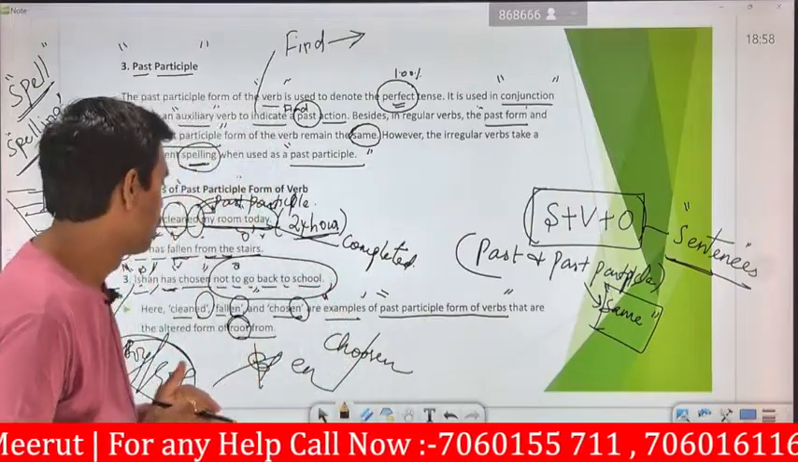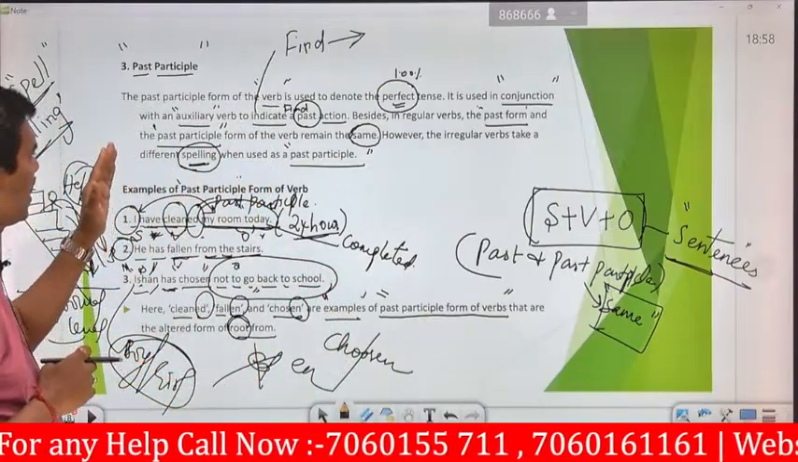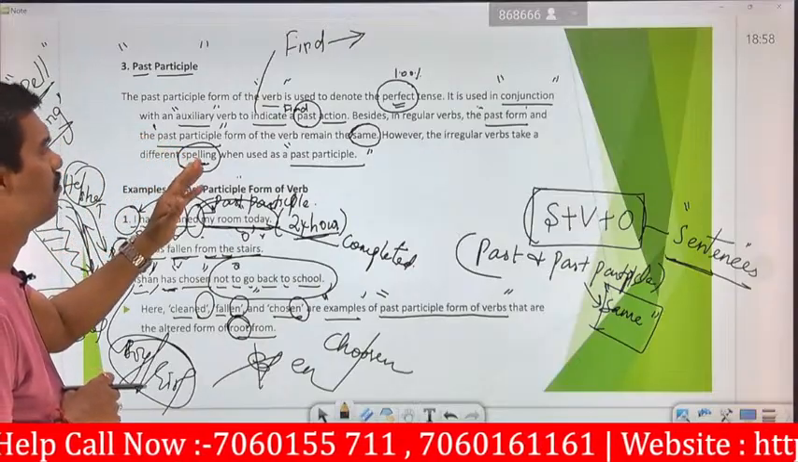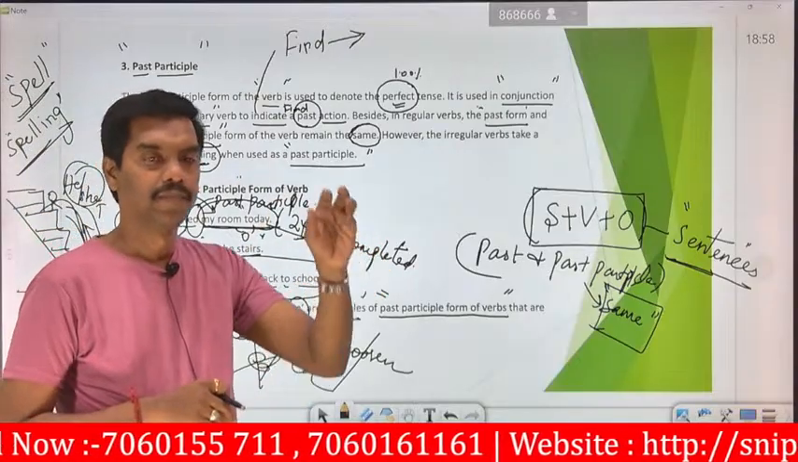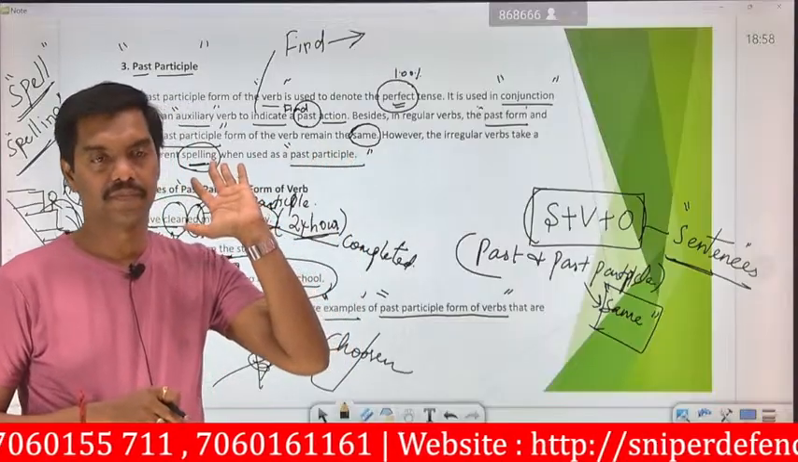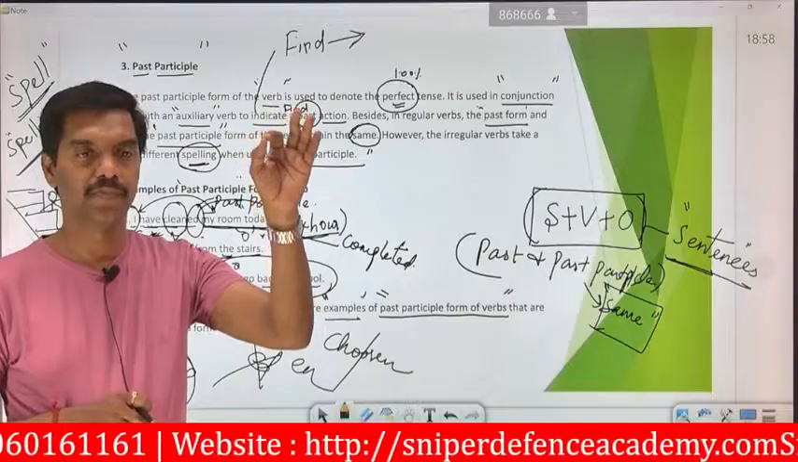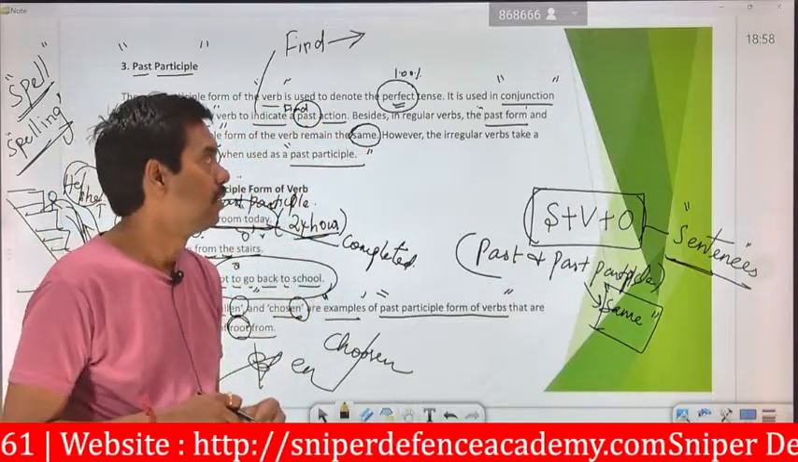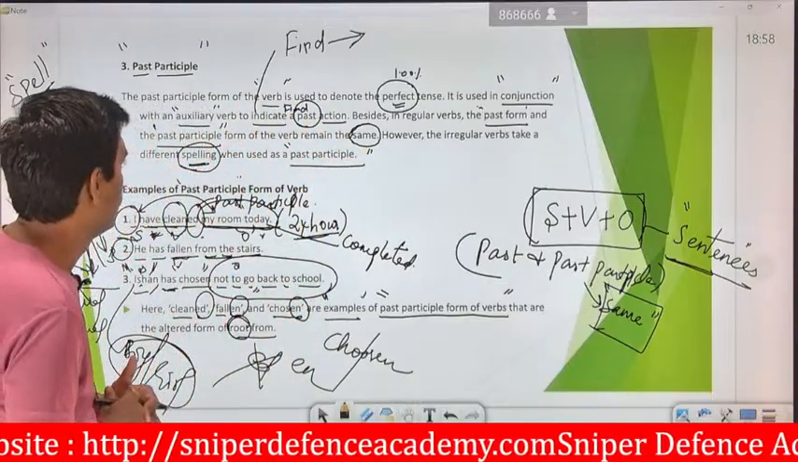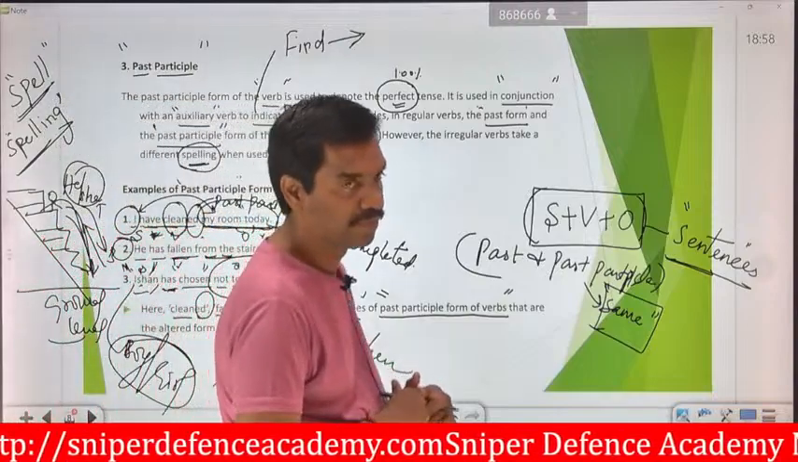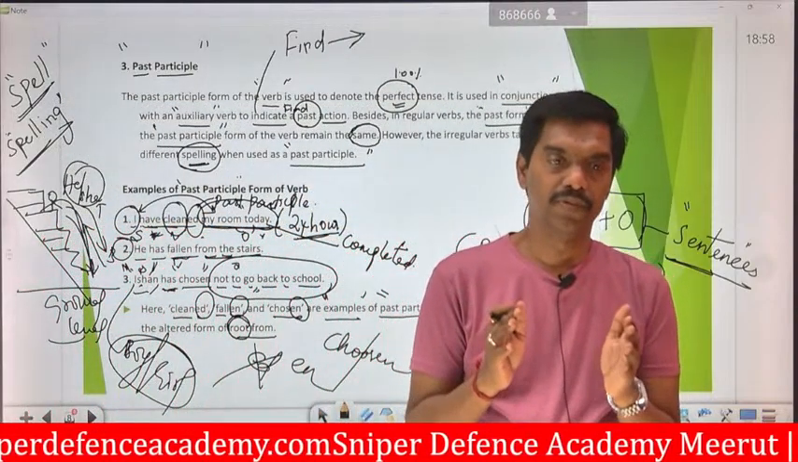So here they are saying that it's a type of verb which identifies the perfect tense. The exact tense can be identified easily in this past participle. And then we can say it can be used. Means combination.